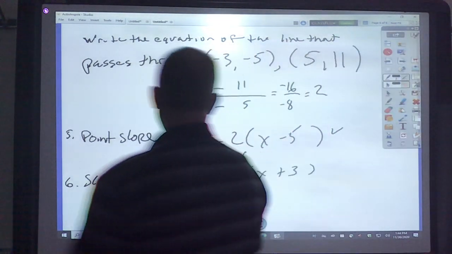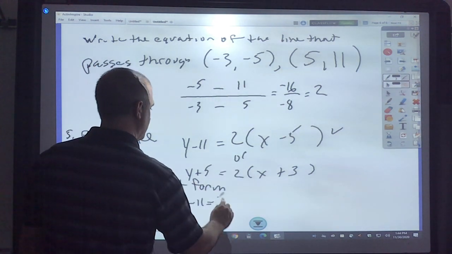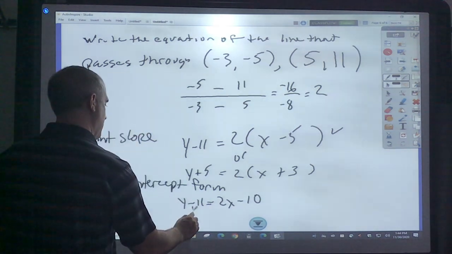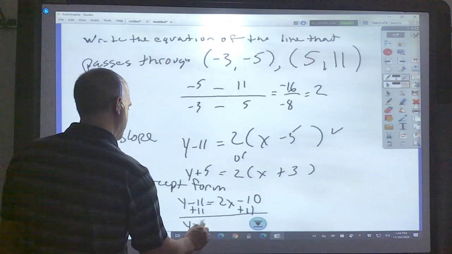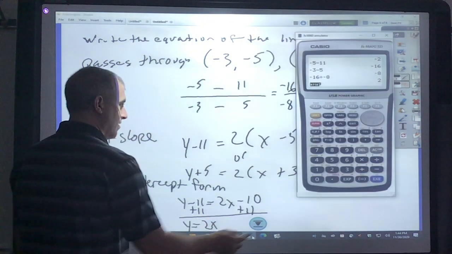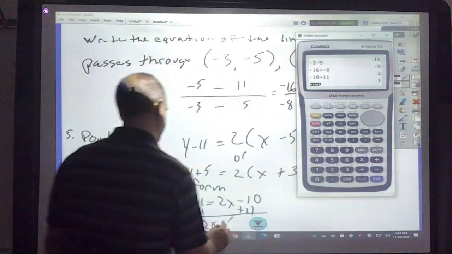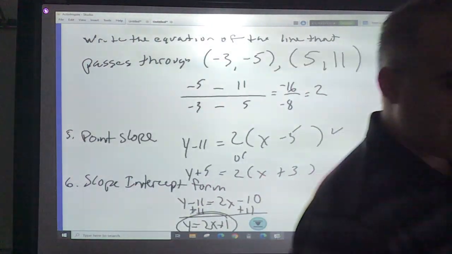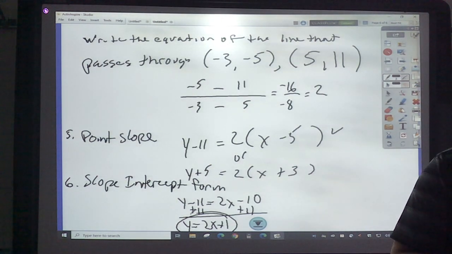Let's say I started with this one for the slope-intercept form. I'd have y minus 11 still. 2 times x is 2x. 2 times -5 is -10. Add 11. Got y equals 2x. And I just use my calculator. -10 plus 11 is 1. So that's a good start with that. Next class, we'll pick up with some more complicated examples involving 2 points, but that's good for this lesson.